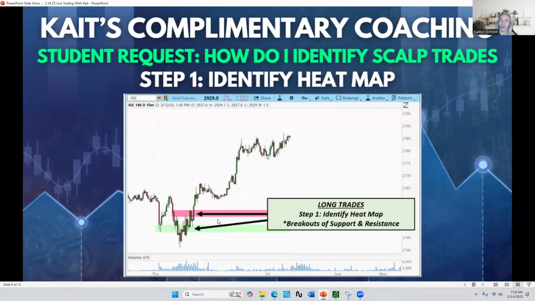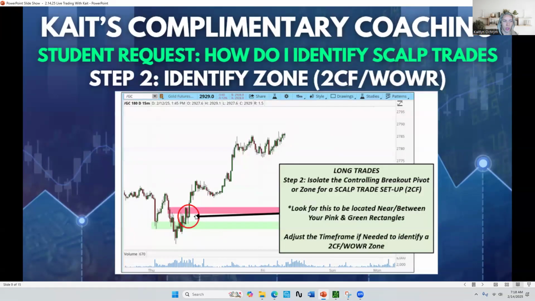Now, to identify where our trades are going to be moving forward for scalp trades, you'll take those boxes and extend them to the right-hand side of your chart. Now, what this heat map does is it's honing in on a very specific location of where your zone should be. So typically, in this example here, I included a little bit more detail from the event. We want to locate either the controlling breakout pivot or a zone for a scalp trade setup. So in this case, we have my signature 2-candle flip. That would be a zone.